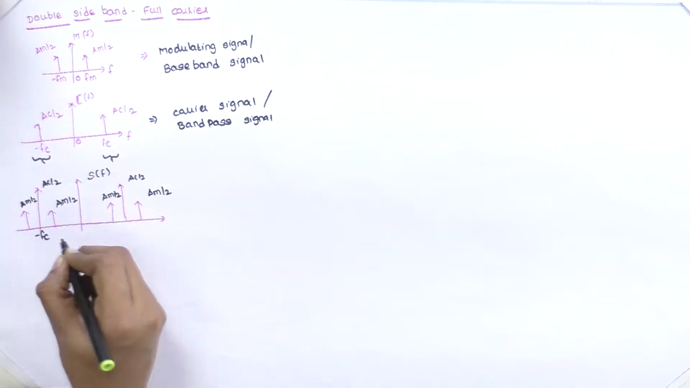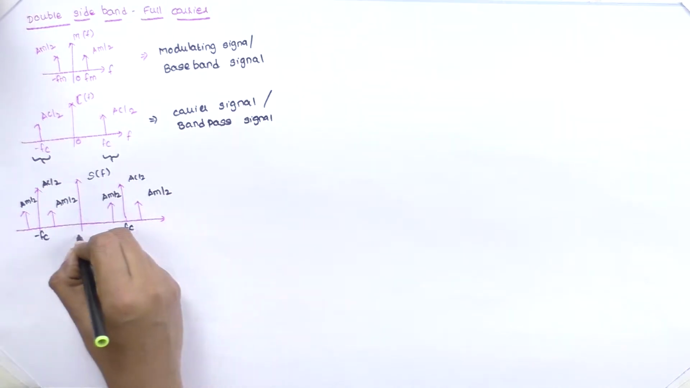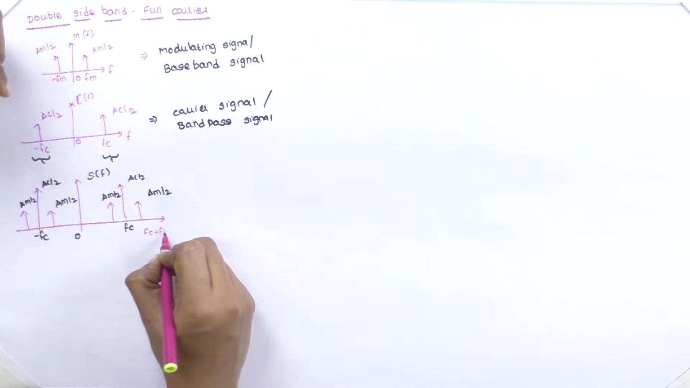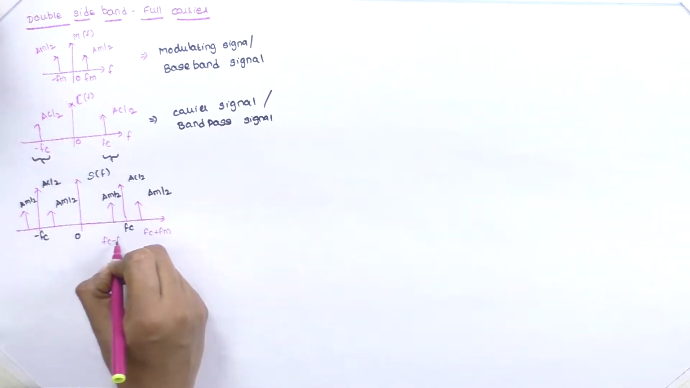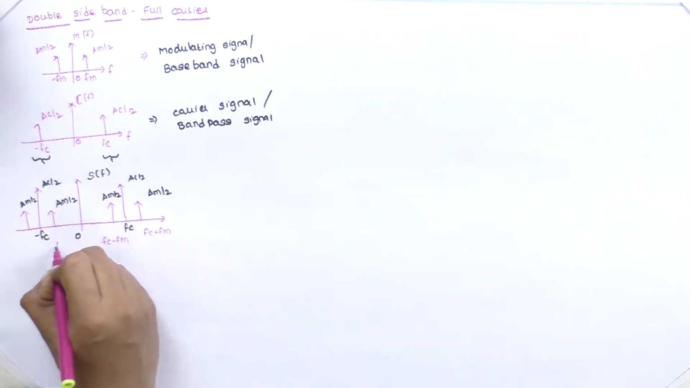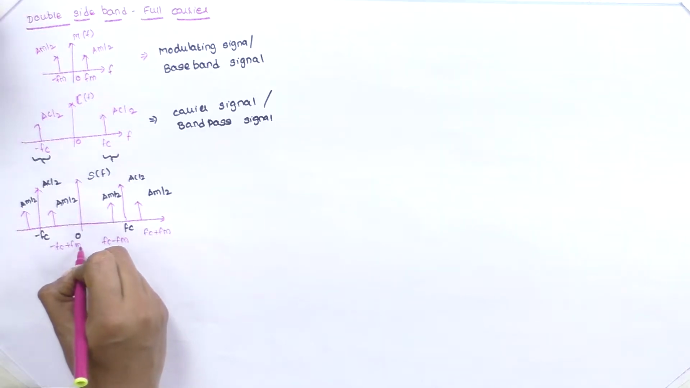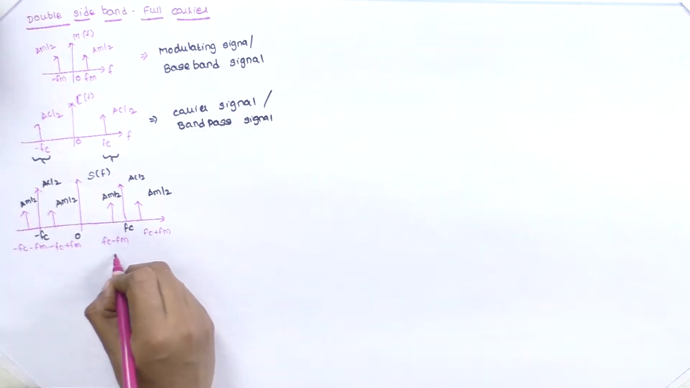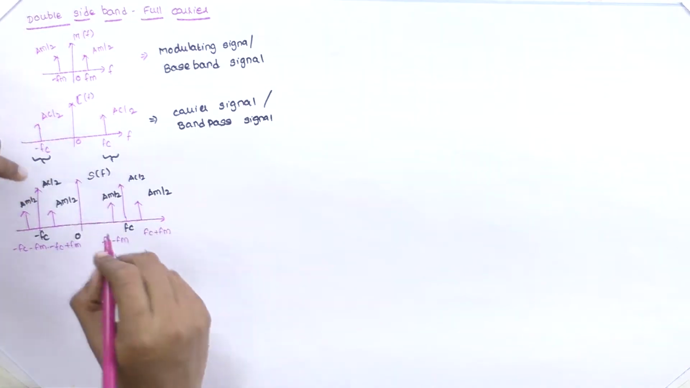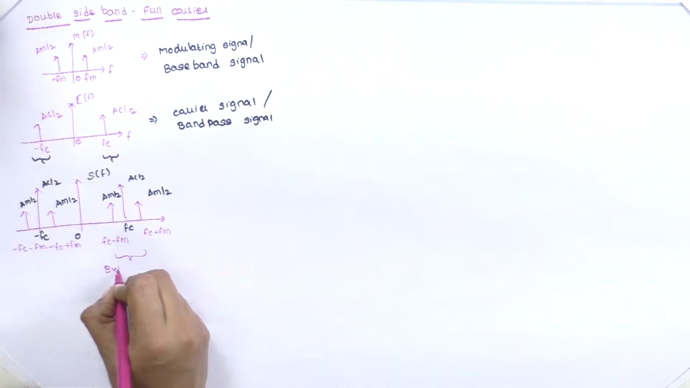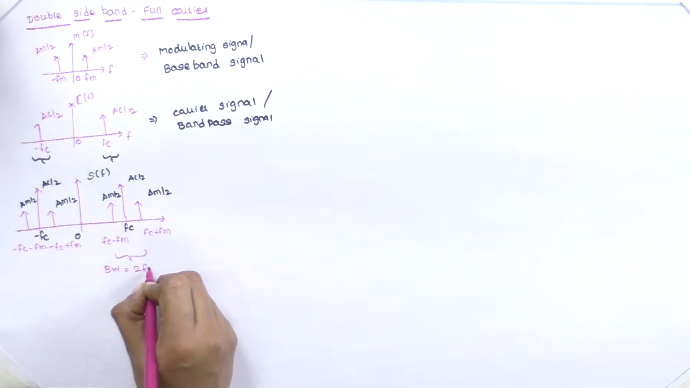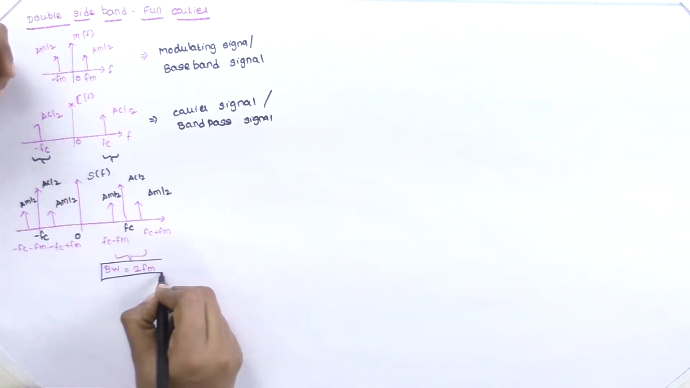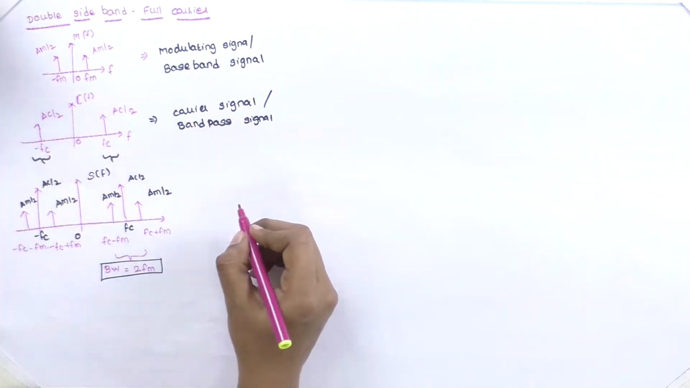This is given by minus fc and this is given by plus fc. So the frequency here will be fc plus fm and frequency here will be fc minus fm, and here minus fc plus fm and minus fc minus fm. Therefore, from the lowest and highest frequency, we have calculated the bandwidth. Bandwidth is equal to twice the modulating frequency. This is the important parameter we have seen in the last class.